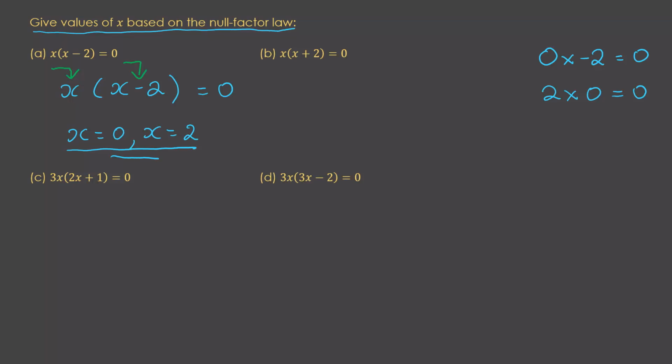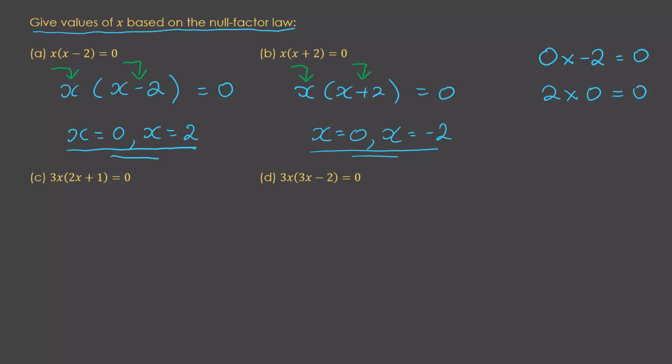For the next one, x times (x plus 2) is equal to 0. Once again, the x could be 0, or here x could be negative 2. So we get x is 0 or x is negative 2.